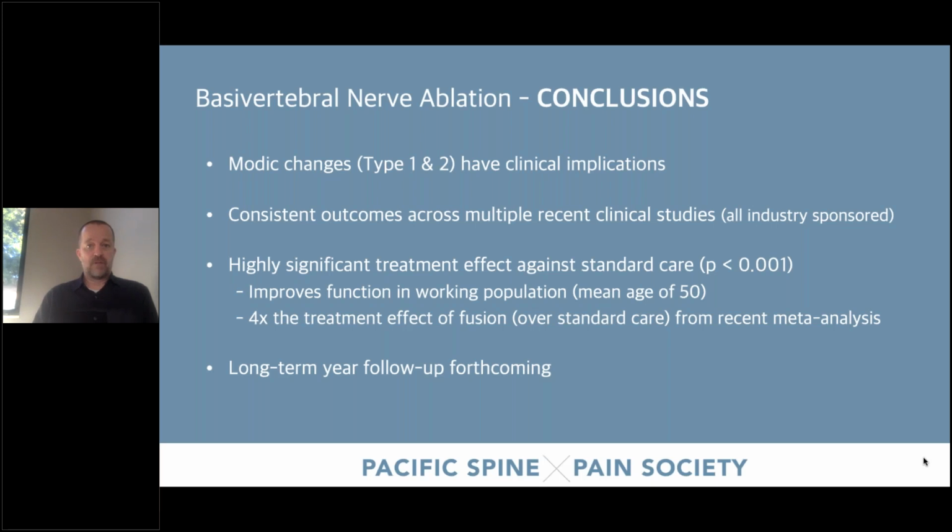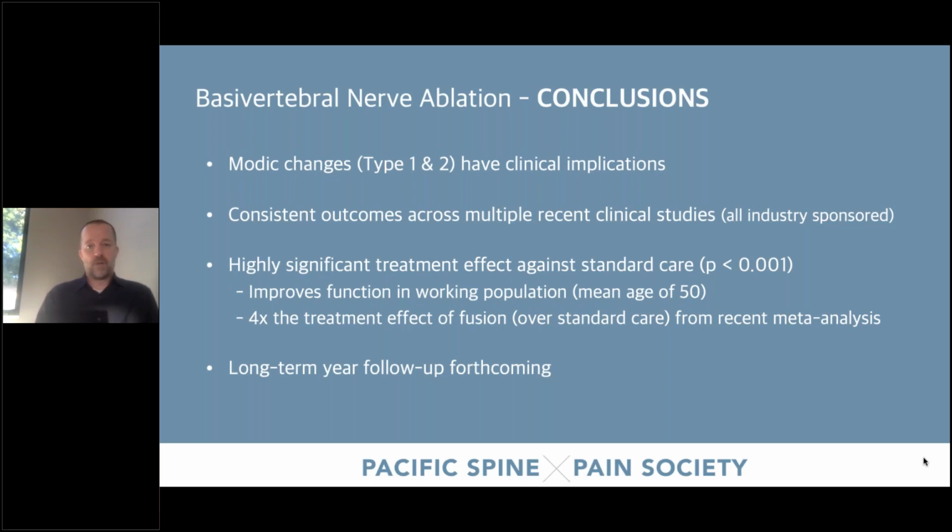Consistent outcomes have been observed, as you've seen, in multiple clinical settings, and the results are highly statistically significant in multiple studies. If you compare the outcome from this procedure to fusion surgery for chronic low back pain, which has been compared to standard care, the results of basivertebral nerve ablation in this population, compared to fusion in a much more heterogeneous population, show 4 times the effect size of fusion compared to standard care.